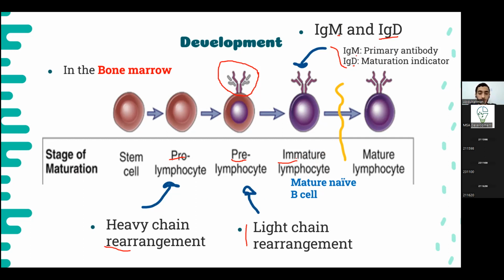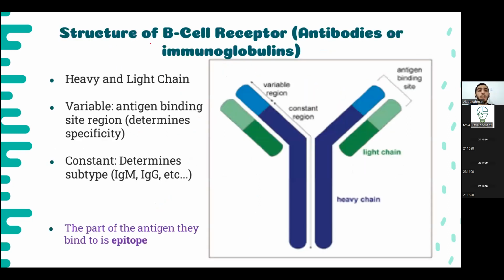Now we'll discuss this in detail, but this is the general idea. It all depends on the changes that are going to occur on the antibodies. In the first stage, we form the heavy chain, and then we form the light chain, and then it's going to be immature and could be released. All right? Now, the general structure of the B cell receptor.